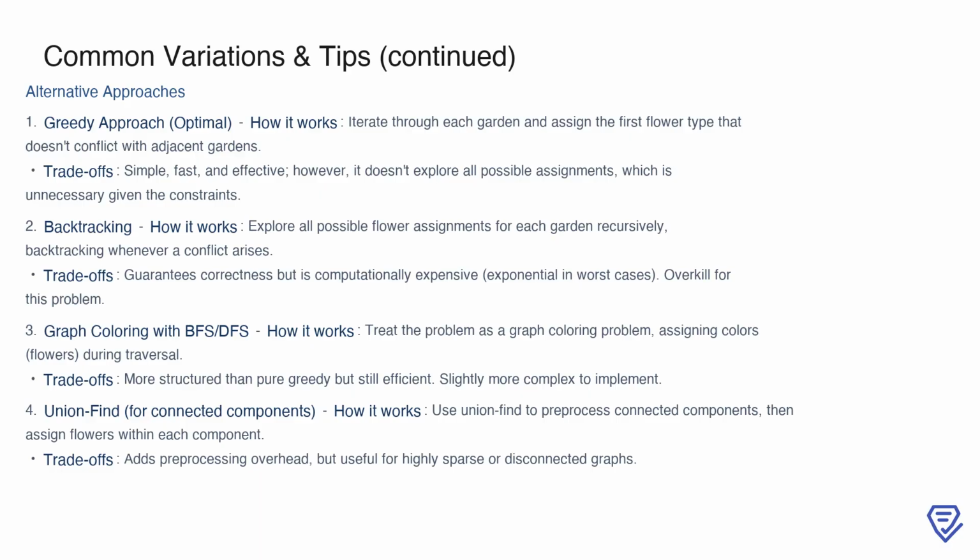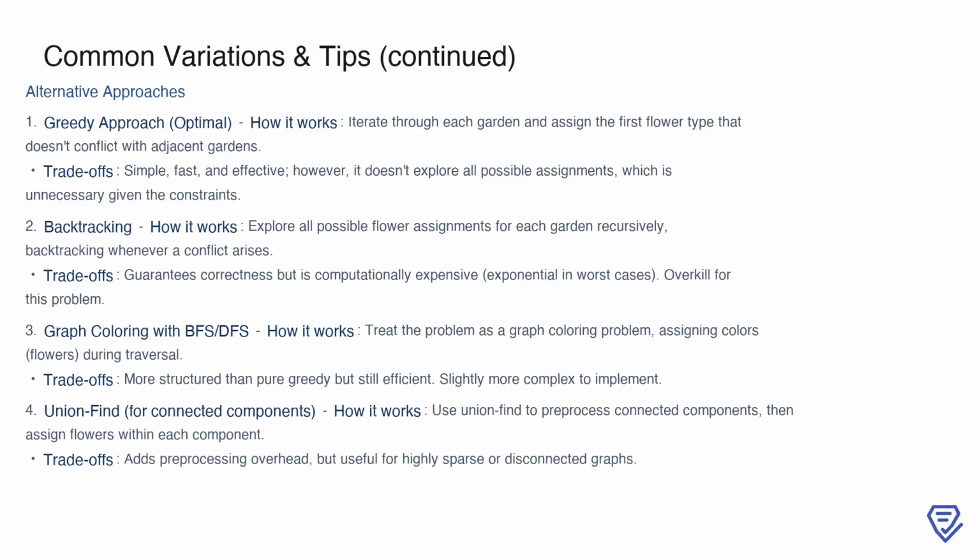Let's explore some alternative approaches to solving this problem. The optimal method is the greedy approach, where we iterate through each garden and assign the first flower type that doesn't conflict with adjacent gardens. This method is simple, fast, and effective, as it leverages the problem's constraints to avoid unnecessary complexity. However, it doesn't explore all possible assignments, which isn't needed in this case. Another option is backtracking, which involves recursively exploring all possible flower assignments and backtracking whenever conflicts arise. While this guarantees correctness, it's computationally expensive and overkill given the constraints.